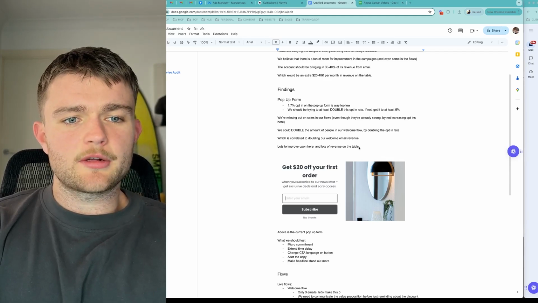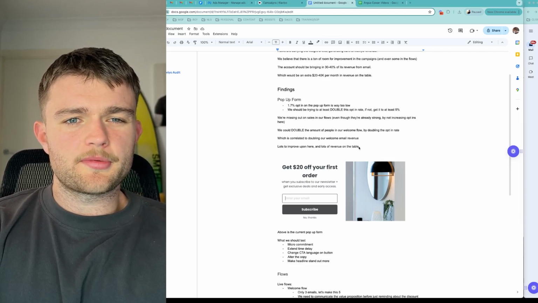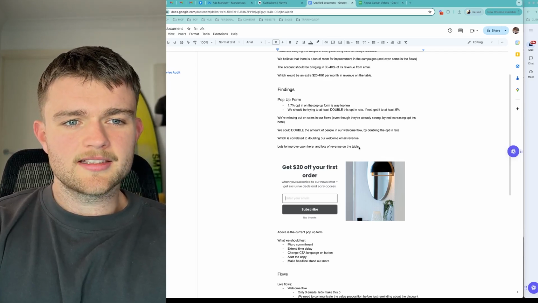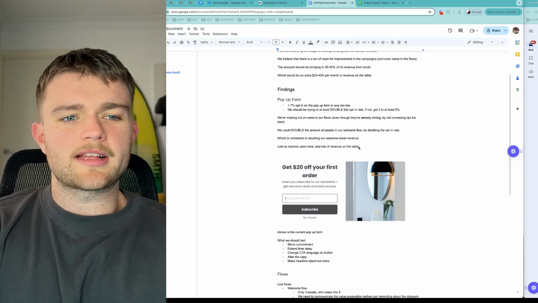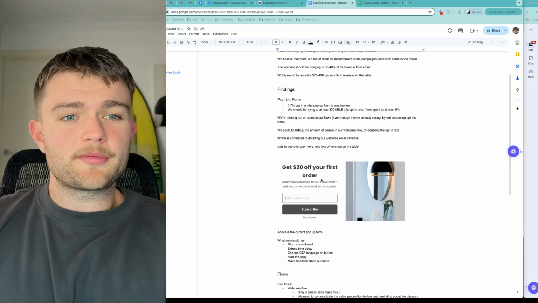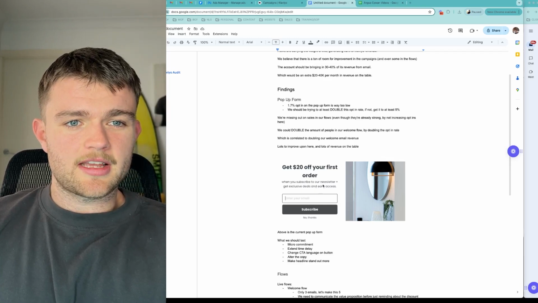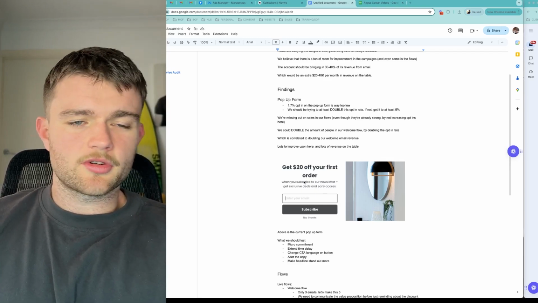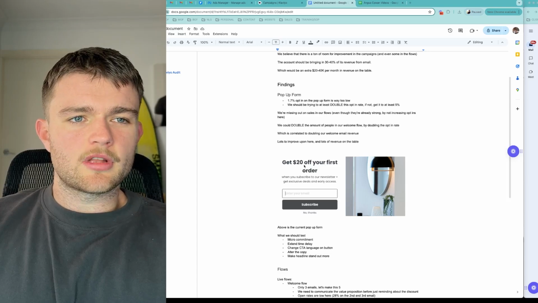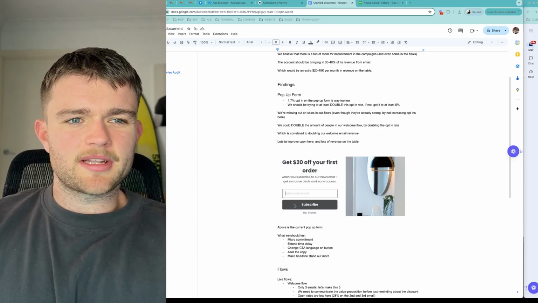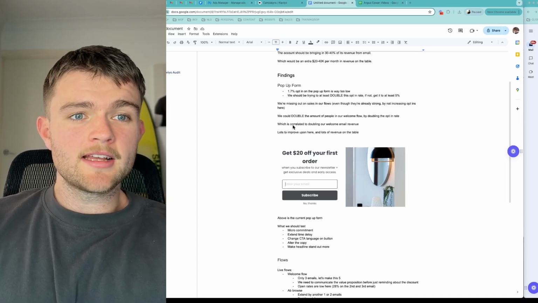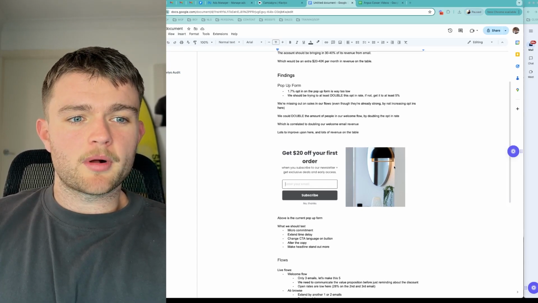Changing the CTA language on the button: subscribe is really weak. We want to test some different things there, like give me the code, send me the code, or sounds good, something colloquial like that. We want to alter the copy here. "When you subscribe to our newsletter plus get exclusive deals and early access" doesn't even make sense and it's not strong at all. We want to make the headline stand out more. It's all lowercase, it doesn't really stand out, and it sort of blends in with the button. It's a good offer, get $20 off your first order, but a weak pop-up form.